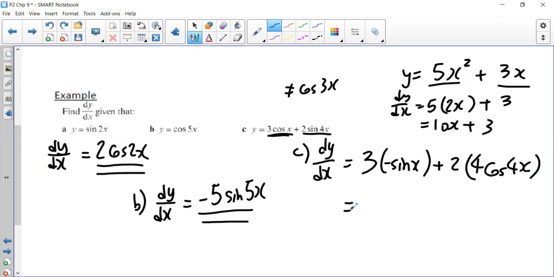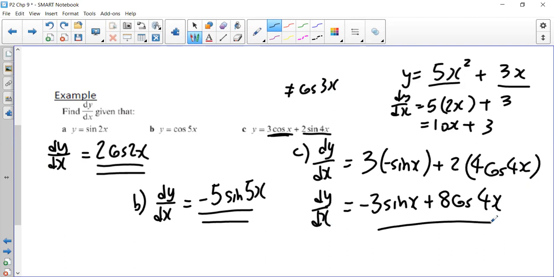So now we can simplify it. 3 times negative sine x is negative 3 sine x. 2 times 4 cos 4x is 8 cos 4x. 2 times 4 is 8. The 2 does not multiply into the 4x because you don't multiply the scale factor, or number, into the angle. Left-hand side, dy by dx. And that's the answer. Okay.